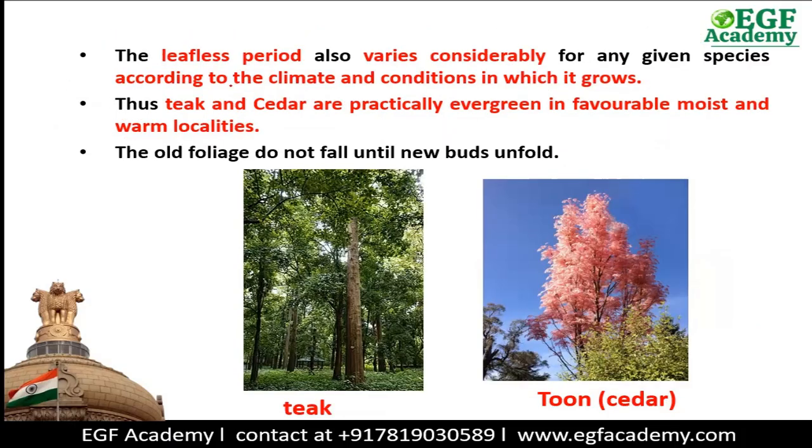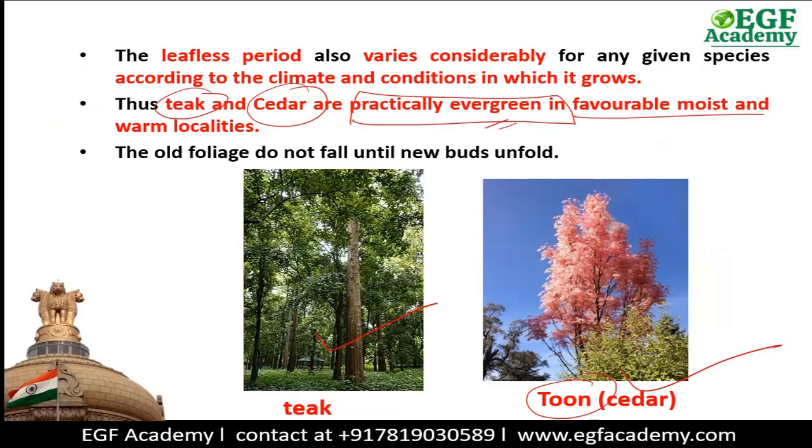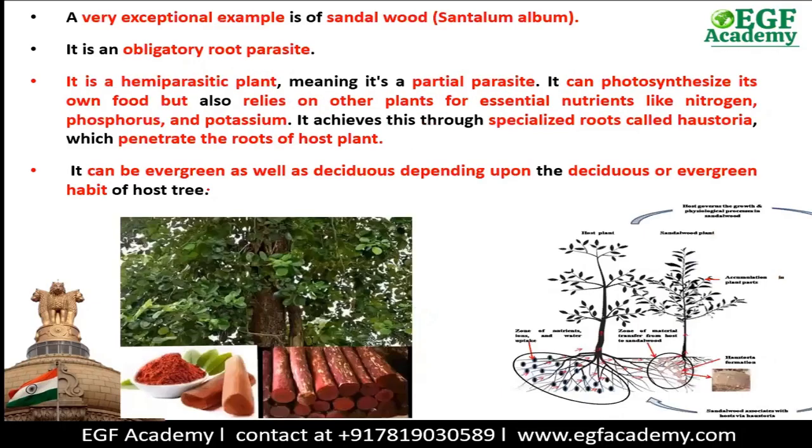Other than that, some type of trees like teak, cedar, this is teak, this is cedar, this is also known as toon. These are practically evergreen trees because they are found in the moist and warm localities. So they don't need to undergo leaf fall situation. So it depends on the climate whether the plant will have leaf fall or not. Apart from this, there is a very exceptional example of sandalwood that is also known as chandan.